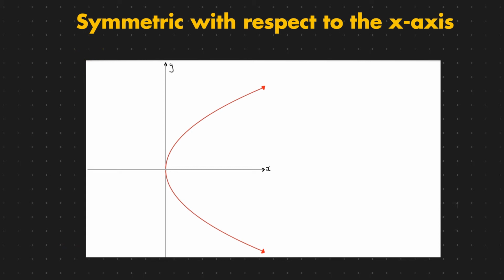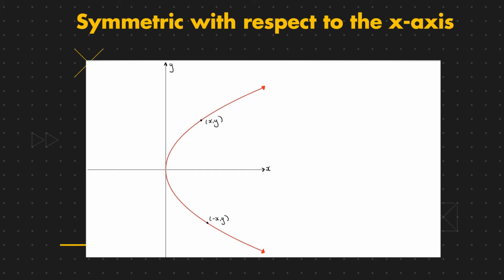The next one we're going to look at is when a graph is symmetric with respect to the x-axis. So whenever we have a point x and y, and we have another point on the graph, negative x and y, which is also a point on the graph, this means that the portion of the graph below the x-axis is a mirror of the image above the x-axis.